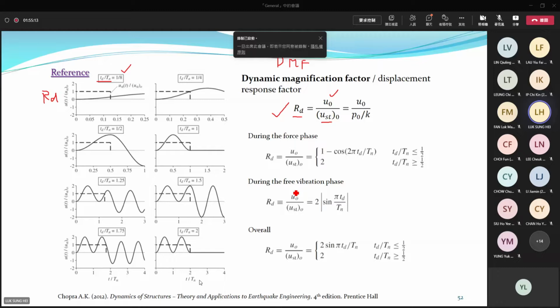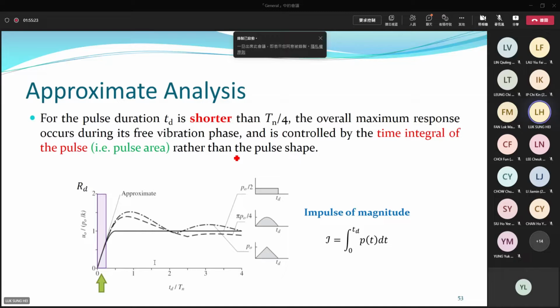For dynamic, we do not have a standard solution. So the solution changes a lot for different parameters, quite different from static. Okay, I'll go back to something that we will assess you. Approximate analysis, this one I will probably assess you.